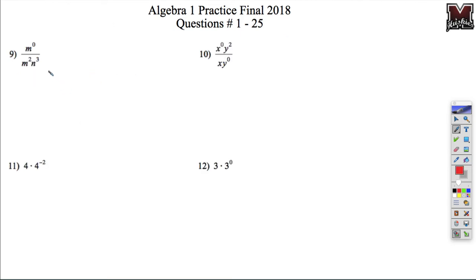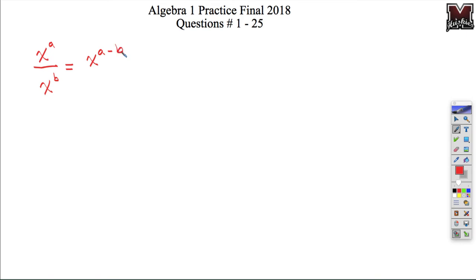All right, let's move on to number 9. So we have a fraction here. Let's review another rule. If I have x to the power of a divided by the same base x to the power of b, this is equal to x to the power of a minus b. And this is very similar to the last rule. The last rule said if we were multiplying, add. This is the opposite. If we're dividing, the opposite of multiplying, do the opposite. We were adding, now we're subtracting.